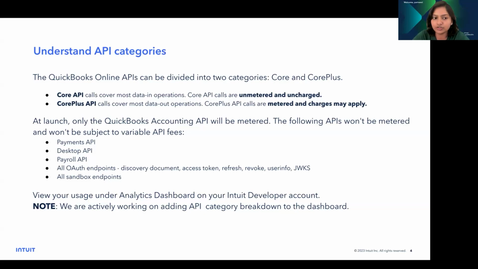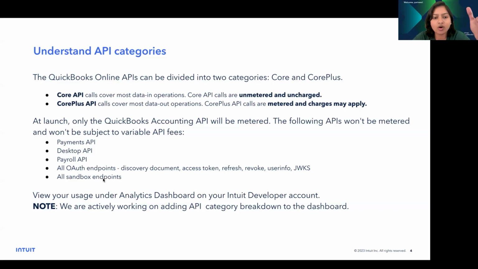These are unmetered and uncharged. And then there are core plus APIs, which mostly are the data out or the read operations that you're doing, and those are metered and charged accordingly. Now, the presentation that we are doing today is focused on helping you reduce the core plus API calls, which are being metered. Right now, as part of the app partner program, only QuickBooks accounting APIs are being metered, whereas the other APIs such as payment, desktop, payroll, any OAuth endpoints, and sandbox endpoints are not metered.